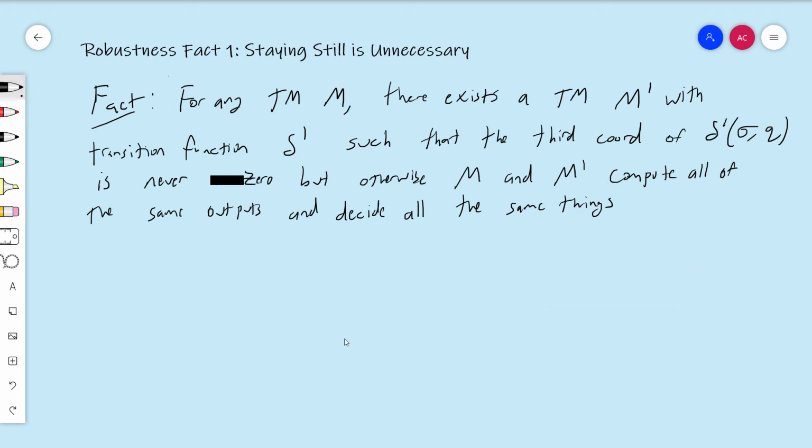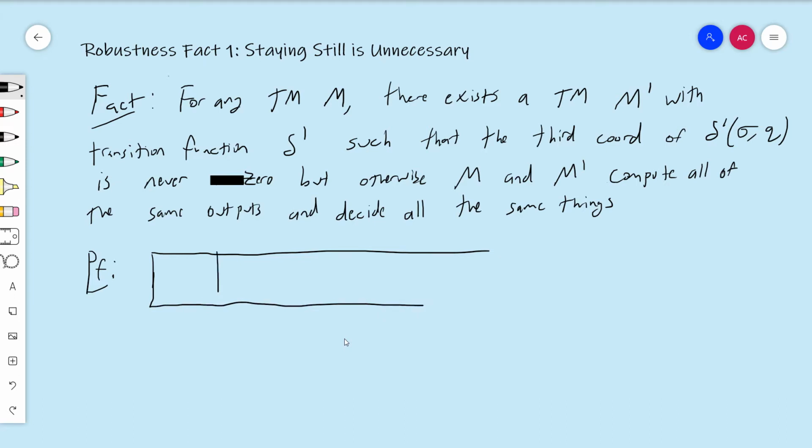And so let's see how to do that. It's not really hard to do. It's just kind of a little tedious. Think of this as a warm up exercise. So here's the proof. Let's just draw some tape and think about what we want. Let's say I'm staring at the symbol sigma. I'm in state q, and I'm going to put some other symbol lambda here. So this is my tape. I only really care about two tape cells. And what would a stay still option look like?